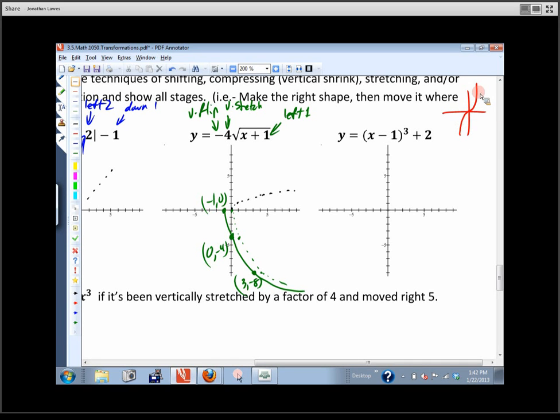There's the parent graph, right? X cubed, the cubing function. We studied that last week. All we need to do is figure out what these two things do to the graph. And this one is, what does the 1 do? Right 1, and the 2? Up 2.